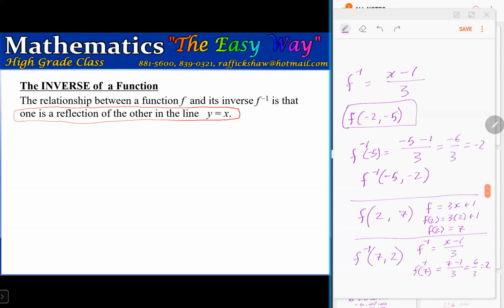Now, I know we don't learn about reflecting in the line y equals x yet. But when you reflect in the line y equals x, the x and y values switch around. A point, for example, that was (1, 3) will switch around to (3, 1). And that is the relationship between a function and its inverse. They are reflections of each other in the line y equals x.